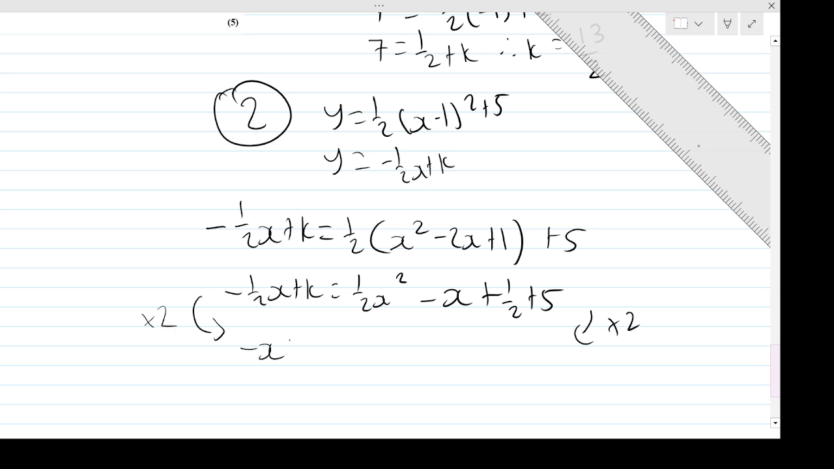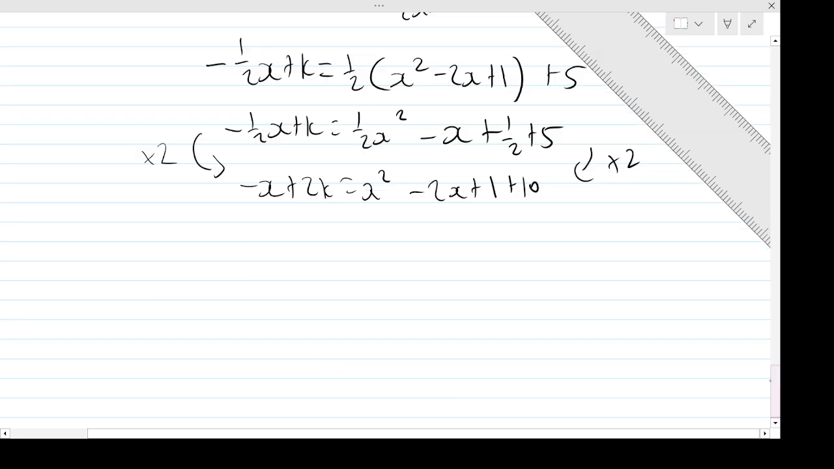Then I'm going to have minus x at 2k. It's going to be x squared minus 2x, add 1, add 10. So I just doubled every single term there. Then that's a lot easier to work with. Then I can move everything to the right to get a quadratic, right?